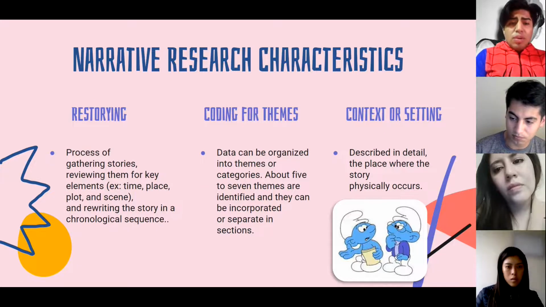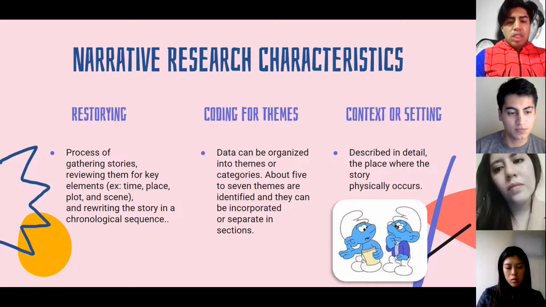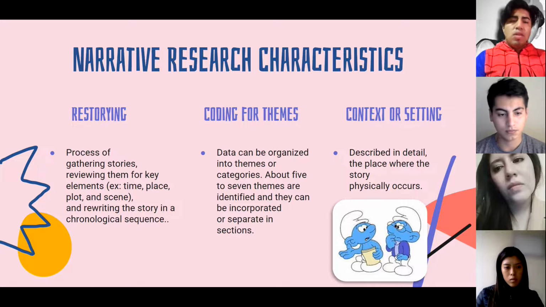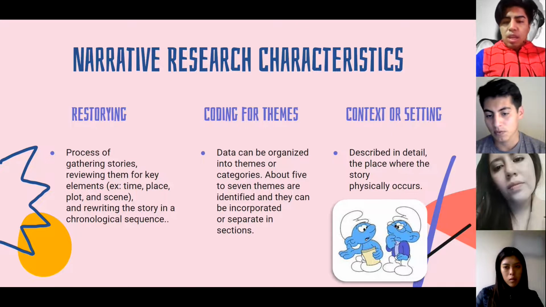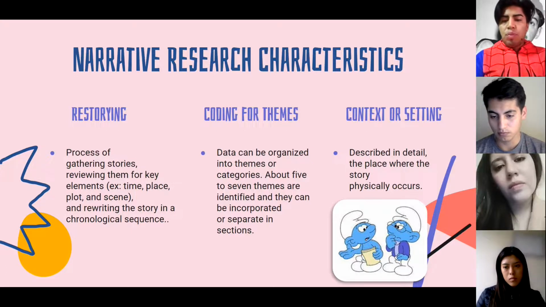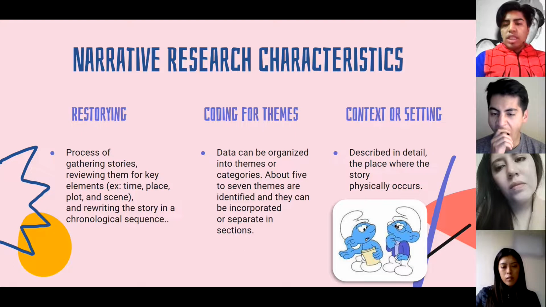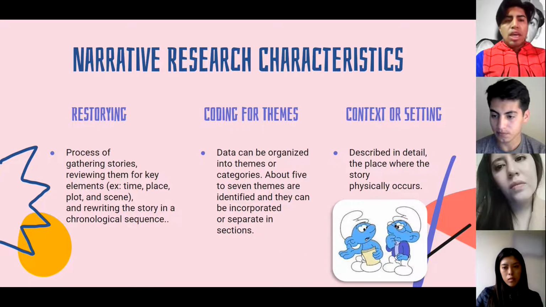Restorying deals with the process of gathering the stories and reviewing them for key elements, for example, the place, time, and scene, and coding for themes or categories. Data can be organized into themes or categories; about 5 to 7 themes are identified and they can be incorporated or separated in sections. And the last characteristic is context or setting. This deals with describing in detail the place where the story physically occurs. That is all.